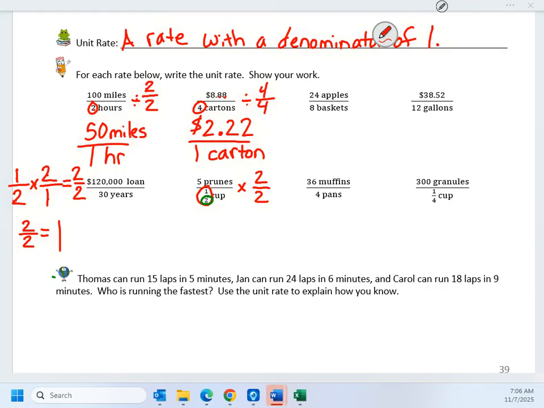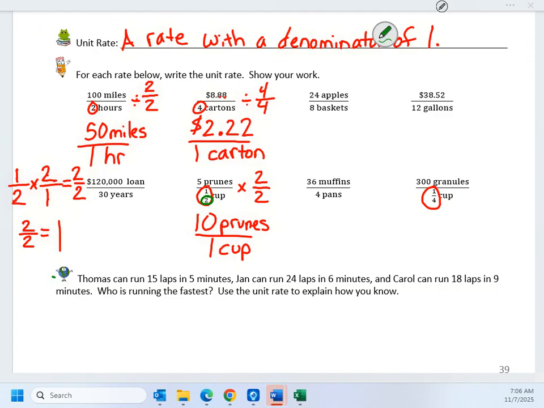So 1/2 times 2 gives me 1 whole cup. Then 5 prunes times 2 gives me 10 prunes. So in half a cup, I only have 5 prunes. 1 whole cup is bigger, so I'm going to have more prunes because it is bigger. So it makes sense that I go from 5 prunes to 10 prunes, again, because it's bigger.